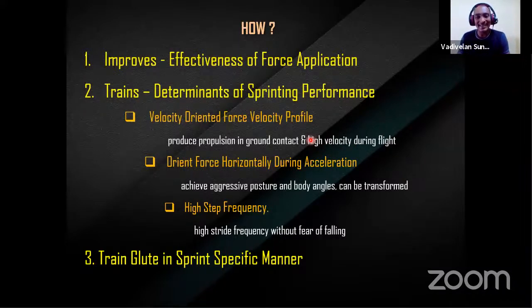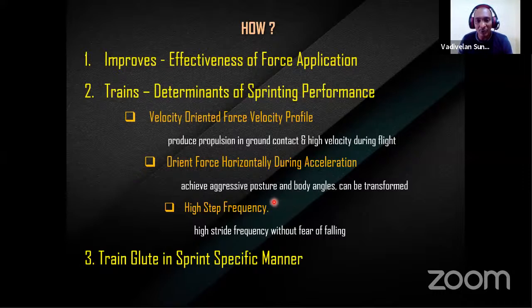This resistance is going to be applied in the stance phase and during the swing phase. Both phases are resisted with resistance band and sled training. You may have resistance only in the stance phase, but not like that. Both the swing phases and stance phases are trained, and we achieve oriented force horizontally during acceleration.